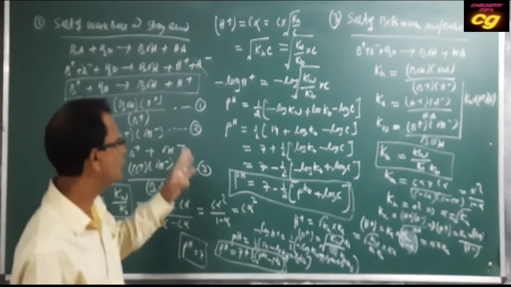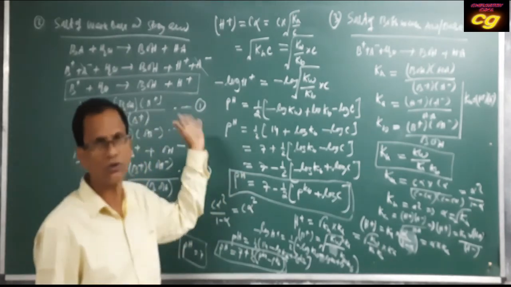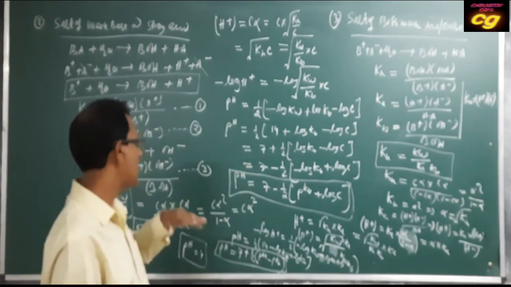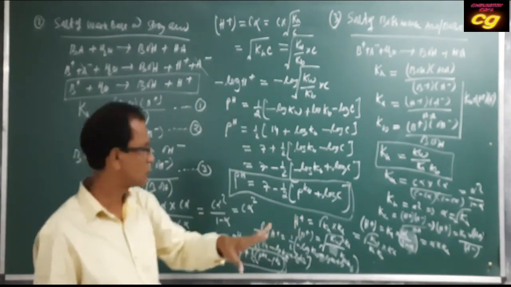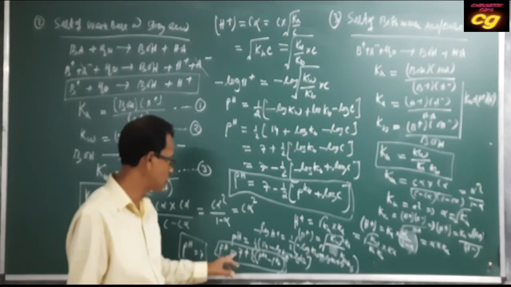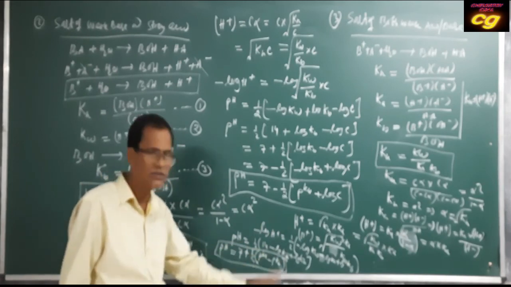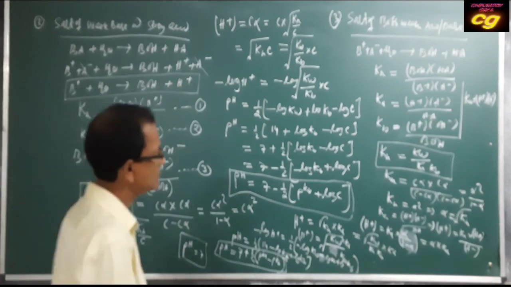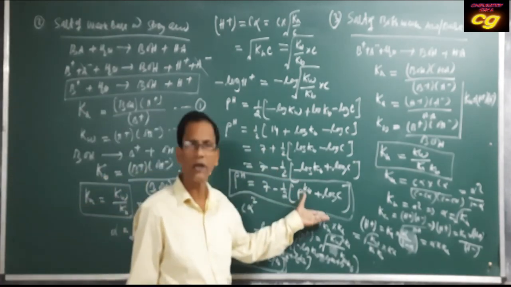Only 3 calculations are required. One is weak acid, strong base. Another is weak base and strong acid. And when both are weak. So for both weak, pH is equal to 7 plus half of pKa minus pKb. This is a very important calculation, so you practice it. Any doubt you have, you can ask me.